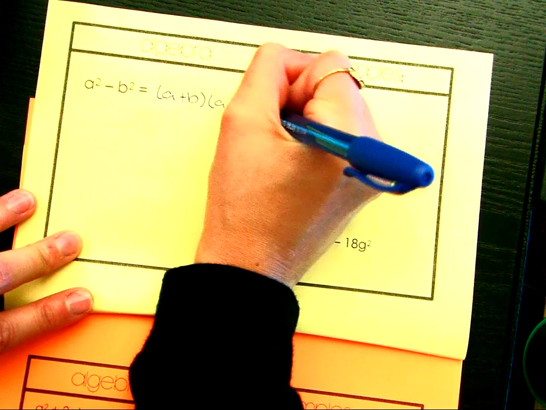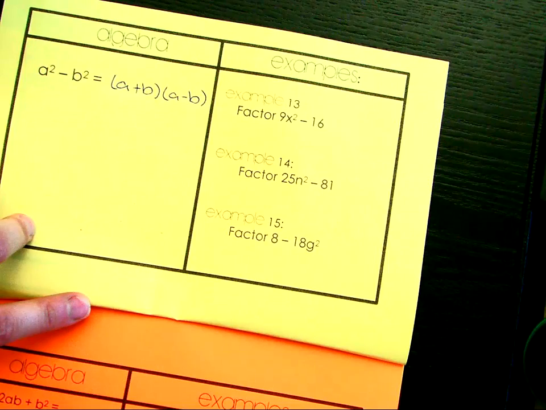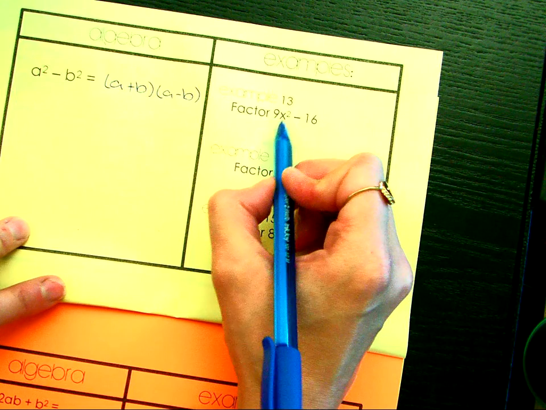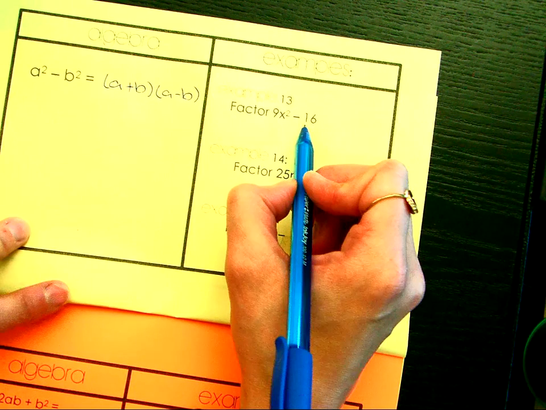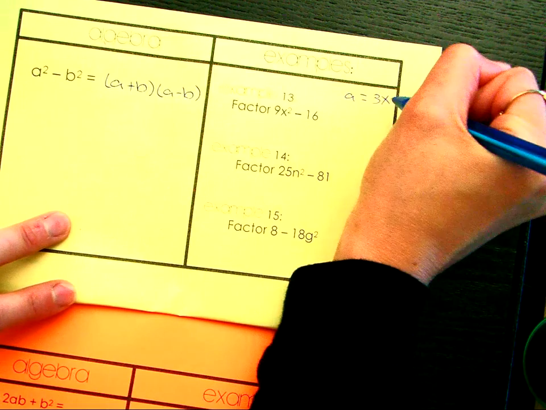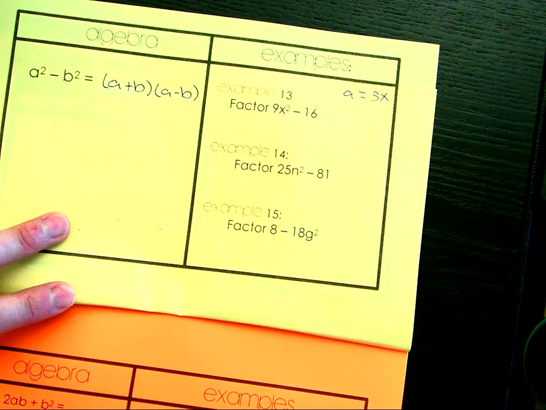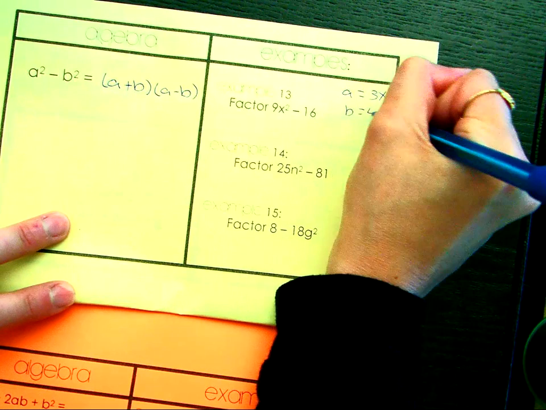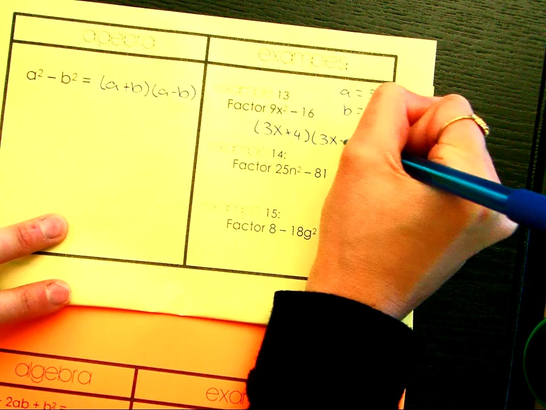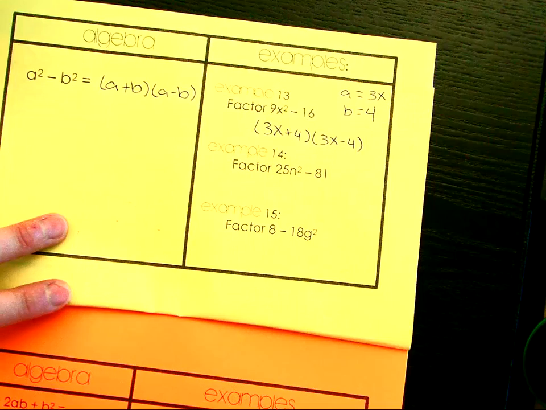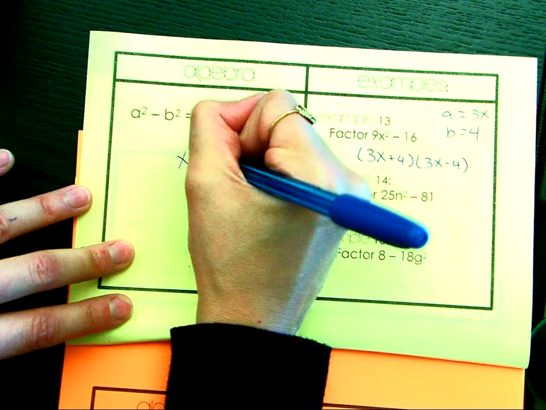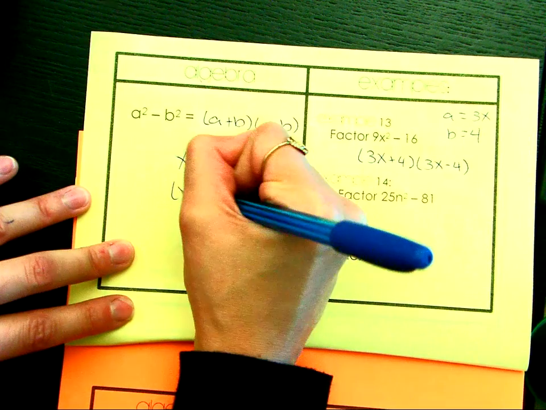So the first example, 9x squared is a perfect square. It's 3x squared. 16 is a perfect square. It's 4. So in this case, your a would be 3x if you're looking back over here at the formula, and your b is 4. So when you factor this, you have 3x plus 4, 3x minus 4. And you could have started with a more simple example. So if you were doing like x squared minus 81, it'd be x plus 9, x minus 9.